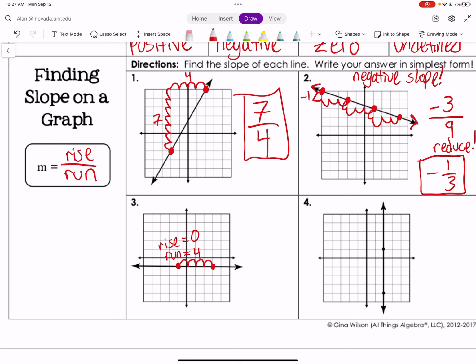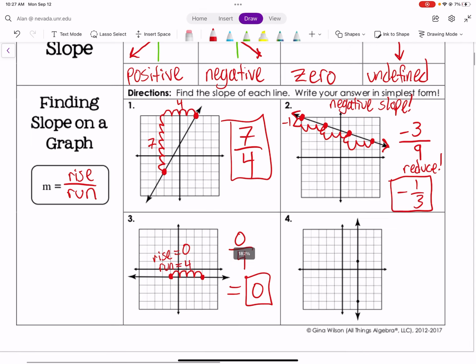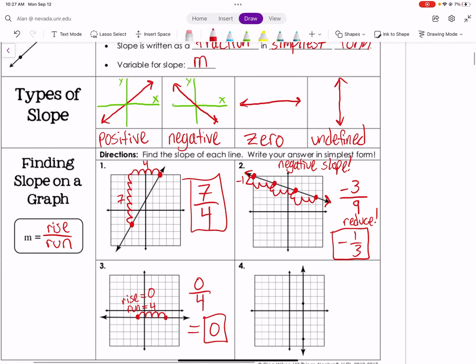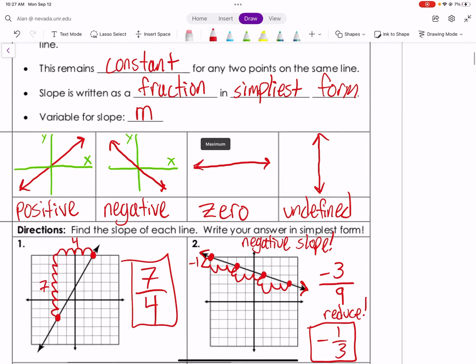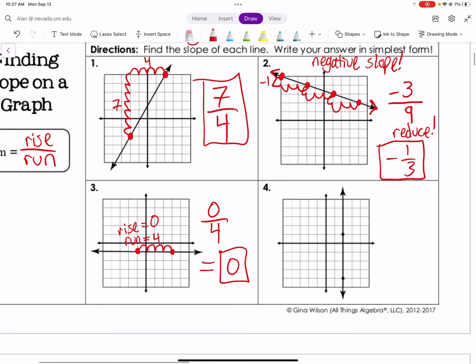So we can still put that in our rise over run for our fraction. So we rise 0, we run 4, but what is 0 divided by 4? It is 0. So any horizontal line, the slope is always 0. That's exactly what we had here. Any horizontal line, it's 0. There's an example of how that comes out.